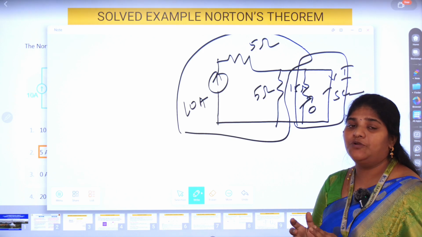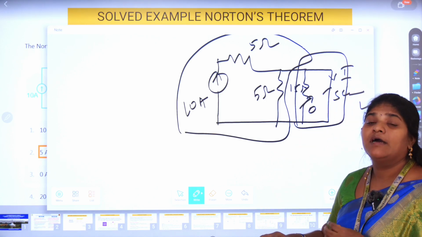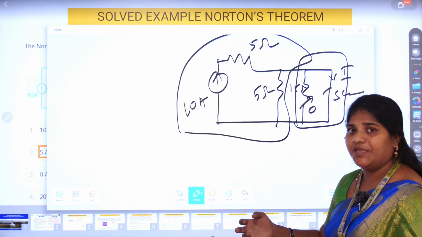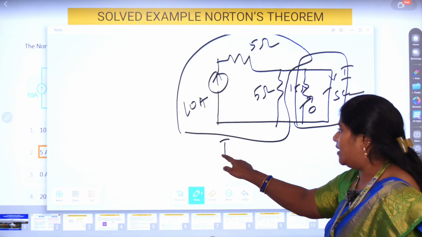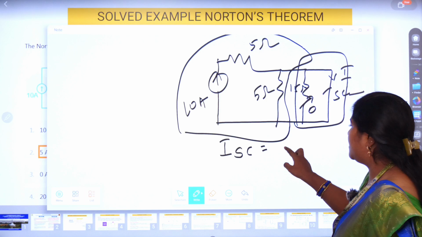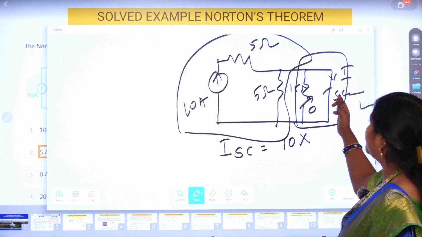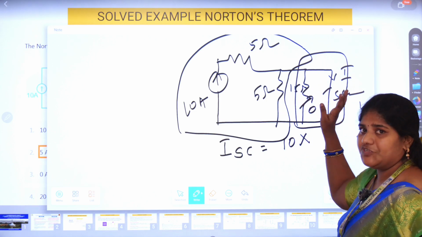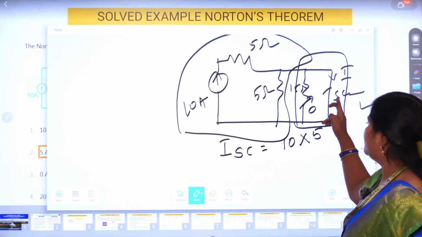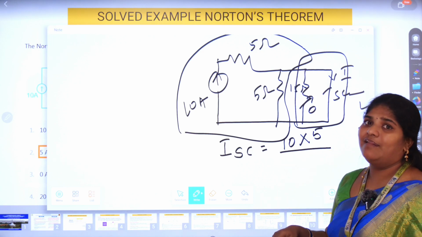Now with this reduced circuit, one must be able to find out the current. For this we are going to make use of the current division rule, because the input is a current value and the expected output is also a current value. So by the current division formula, the short circuited current ISC is equal to the incoming current into the opposite parallel branch of this short circuited region. Actually this is the 15 ohm which we are eliminating. So opposite of this short circuited region is 5, divided by the sum of the parallel resistors.